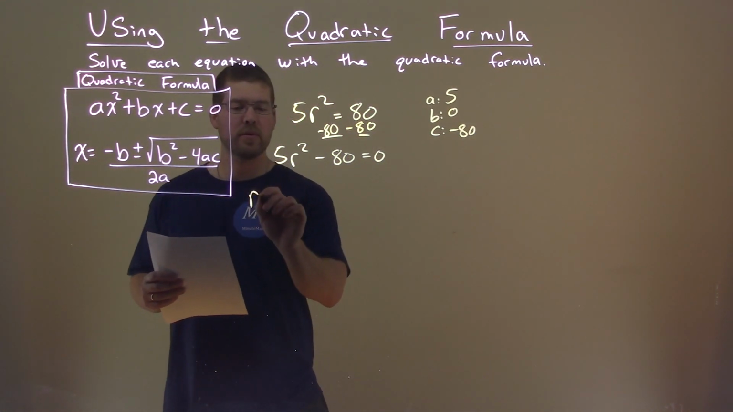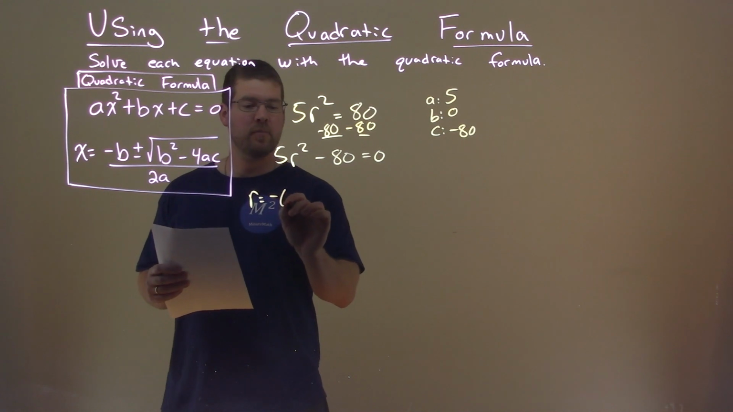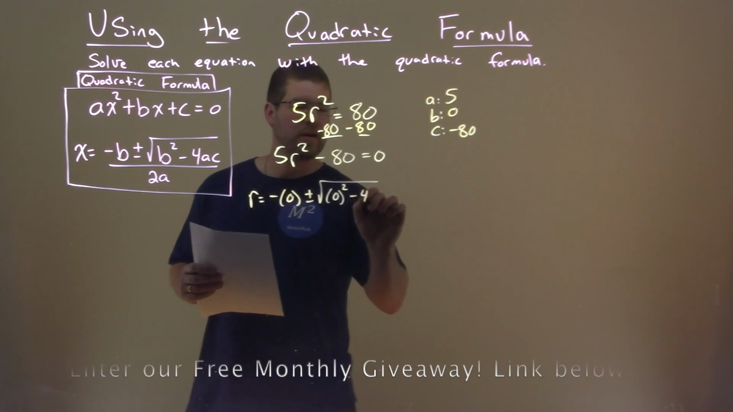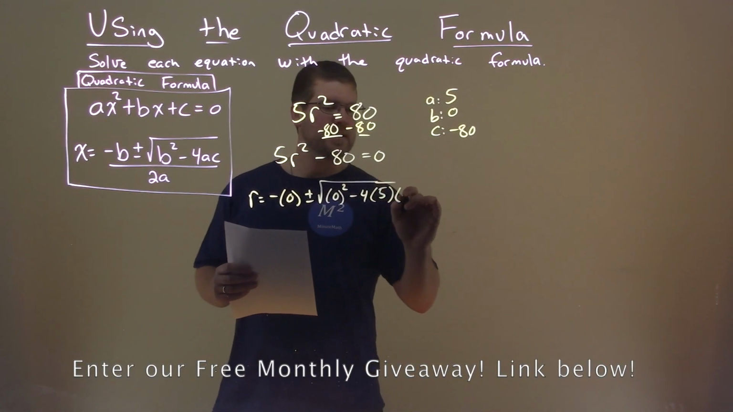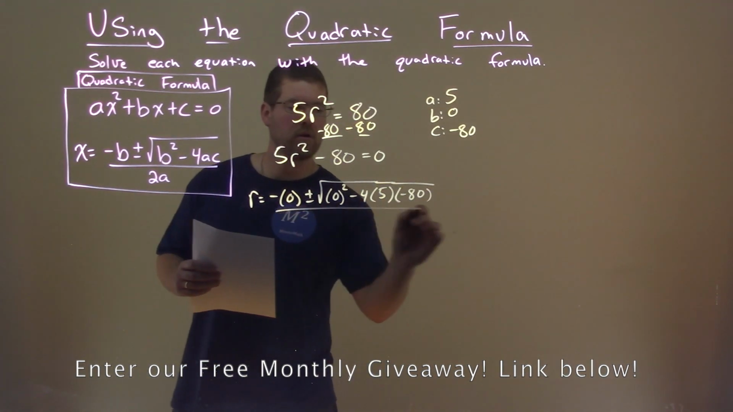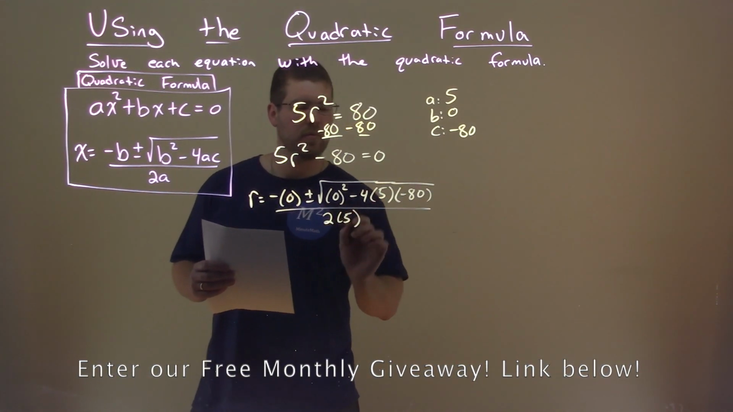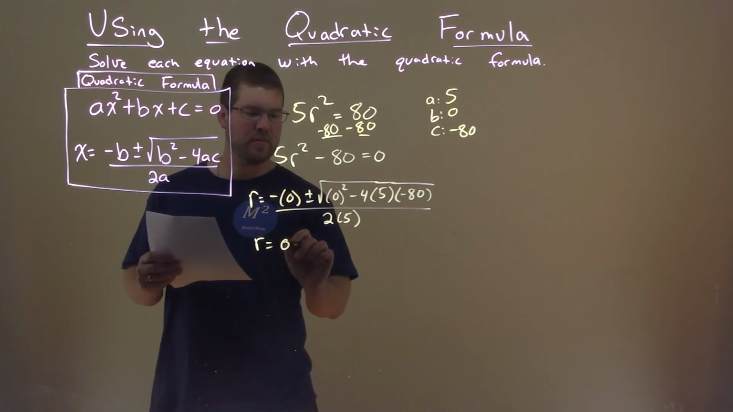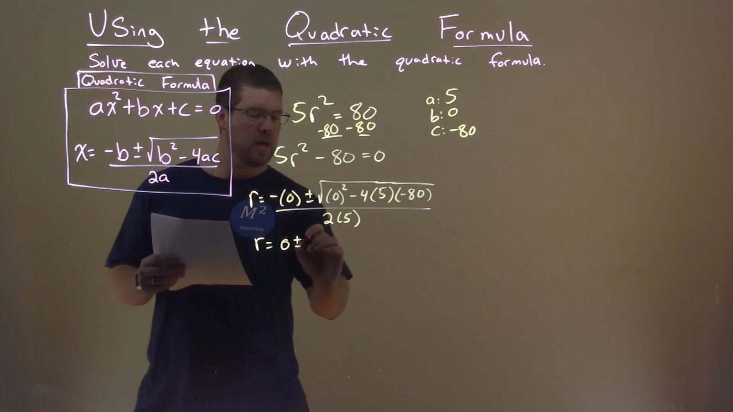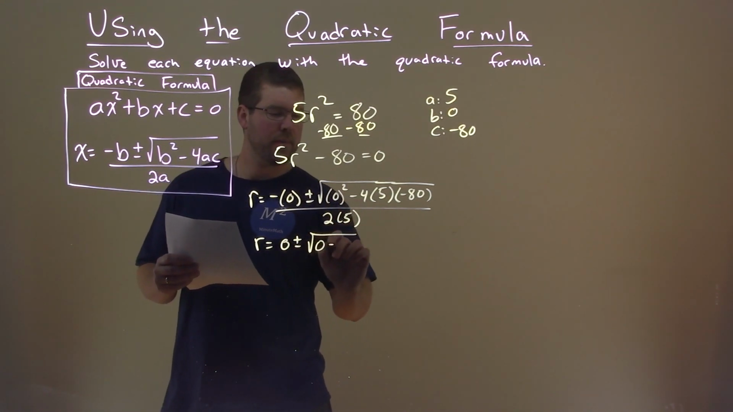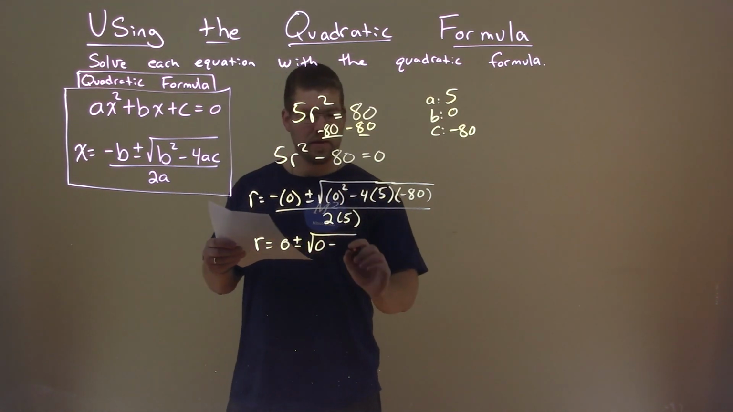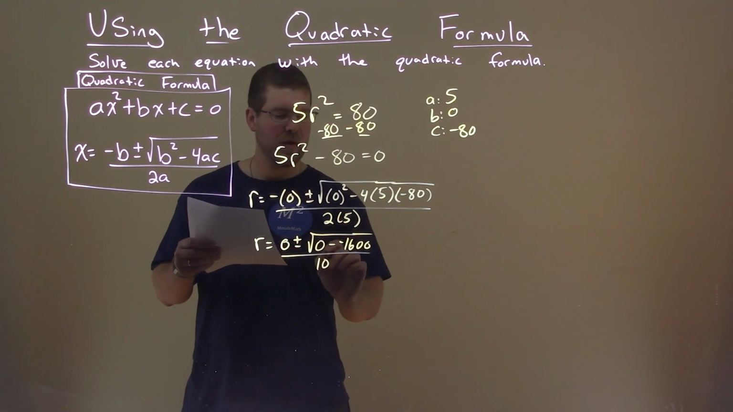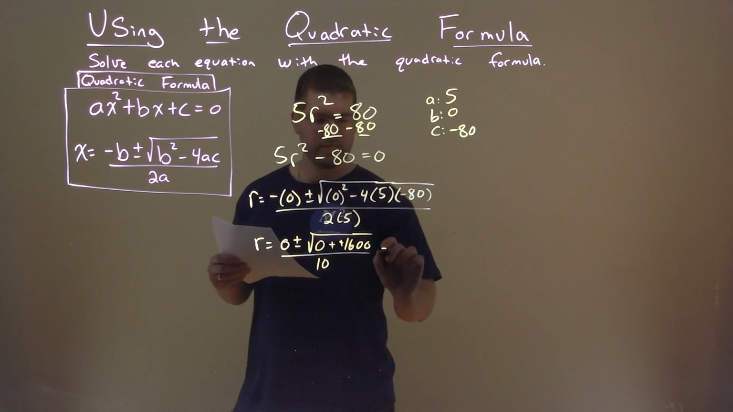So now we use the quadratic formula to solve. We have negative b, which is 0, plus or minus the square root of b squared, which is 0 squared, minus 4 times a, which is 5, times c, which is negative 80, all over 2 times a, which is 5. So now let's simplify this. Well, negative 0 is just 0. I'll keep it there as a place value, just for one more time. Square root, well, 0 squared is 0, minus 4 times 5 times negative 80 is negative 1600, all over 2 times 5, which is 10. Now this minus and negative is like adding a positive.